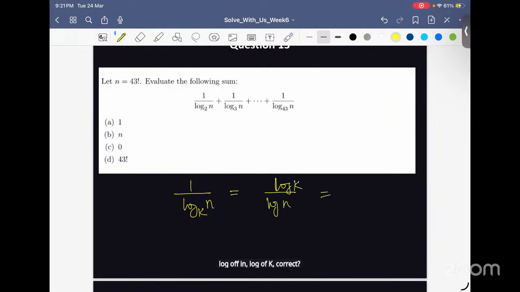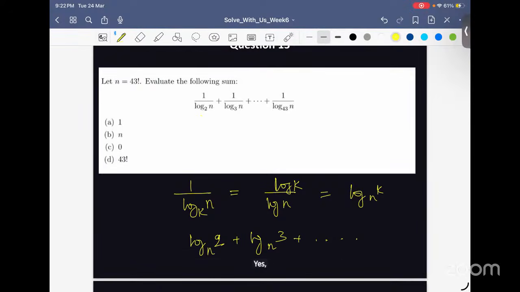Log of k. Right. So can we write it like this? Write it. So now for this, what should I write? For the first one, 1 upon log n base 2. That should be log 2 divided by log n, log 2 base n, correct? Yes, sir. Log n base 2, and next, log n base 3.